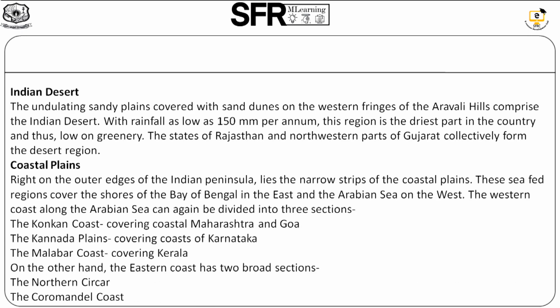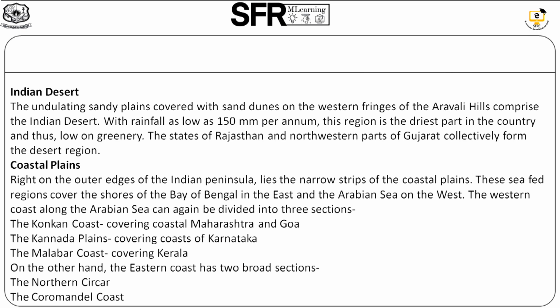And the Indian desert. The undulating sandy plains covered with sand dunes on the western ranges of the Aravalli hills comprise the Indian desert. While we see the Aravalli hills, it's the largest mountainous range in India. With rainfall as low as 150 millimeters per annum, this region is the driest part of the country, and thus it has very low greenery. The states of Rajasthan and northwestern parts of Gujarat collectively form the desert region.